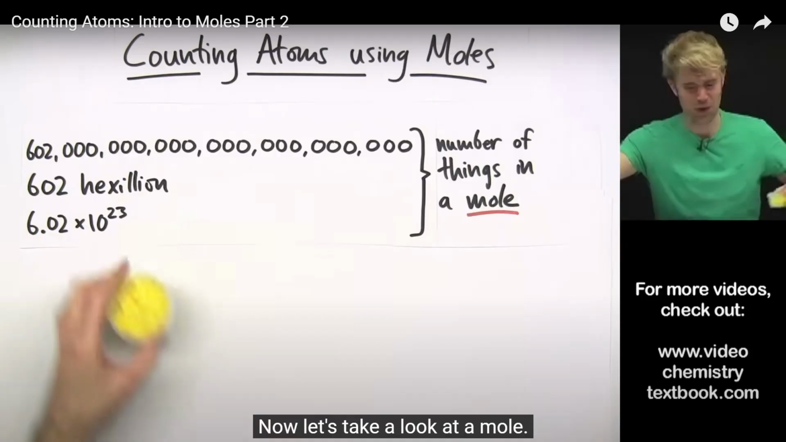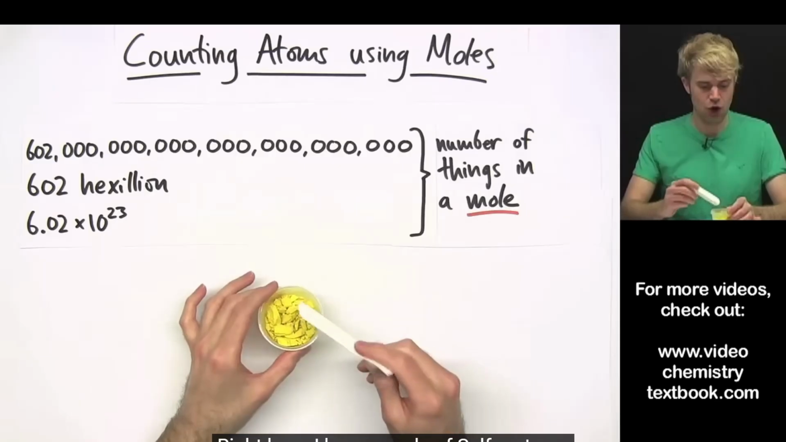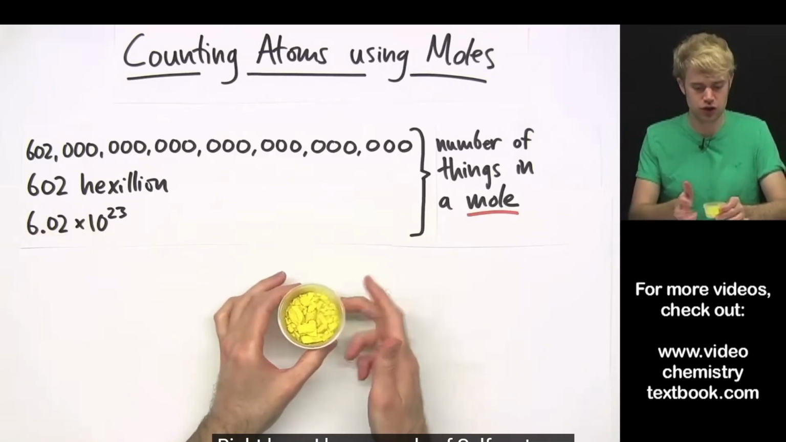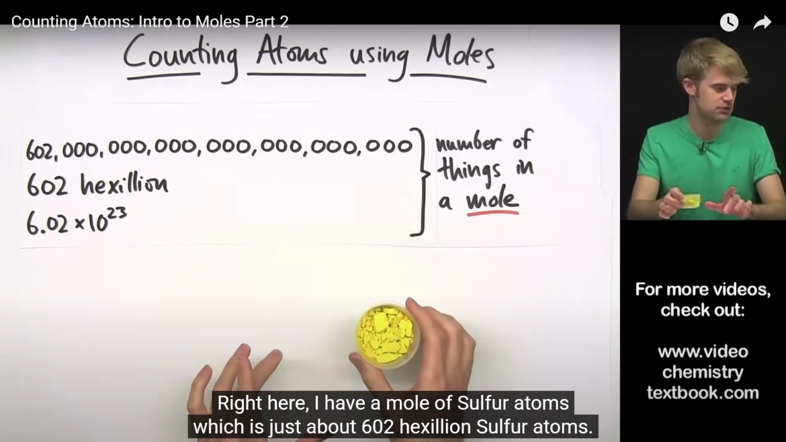While he brings over the little container of sulfur atoms. Right here, I have a mole of sulfur atoms, which is just about 602 hexillion sulfur atoms. I want you to think about that number, how huge that number is, and how small that little container is. That gives you an idea of how teeny tiny, very, very small atoms are. They're so small that 602 hexillion of them, sulfur atoms, take up that much space.